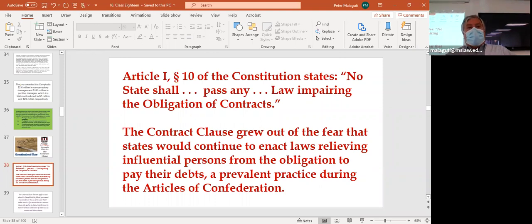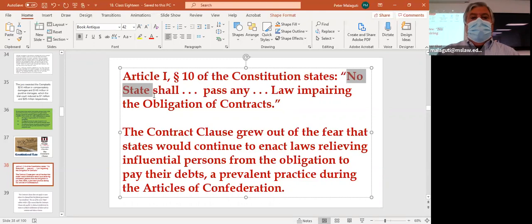So if someone who held a lot of sway in a state had signed a promissory note and then defaulted on the promissory note, the legislature would pass a law saying that the contract entered into by the creditor and the debtor is hereby abrogated, and relieve the guy of the debt. And of course, the person who lent the money would be screwed. And so the framers of the Constitution wanted to prevent this from happening, and hence it created the contracts clause.